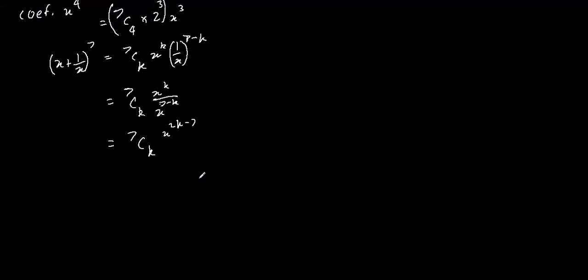Okay, sure. Let's do x cubed. Let's find the coefficient of x cubed. If I let x to the 2k minus 7 equal x cubed, then we know that 2k minus 7 is equal to 3. 2k equals 10, sorry, skipped ahead. k is equal to 5, yeah?